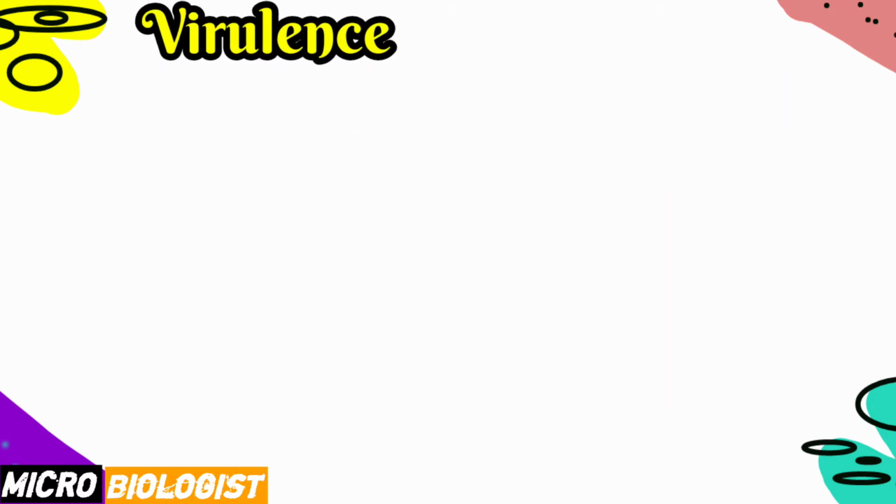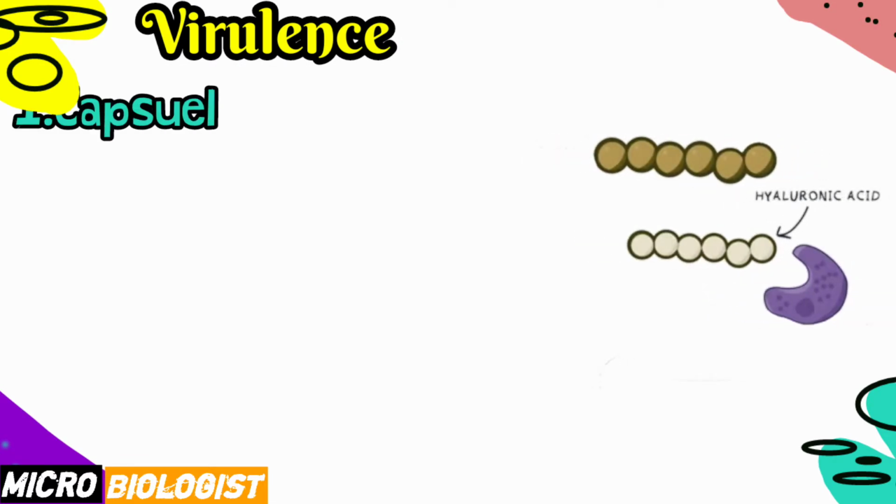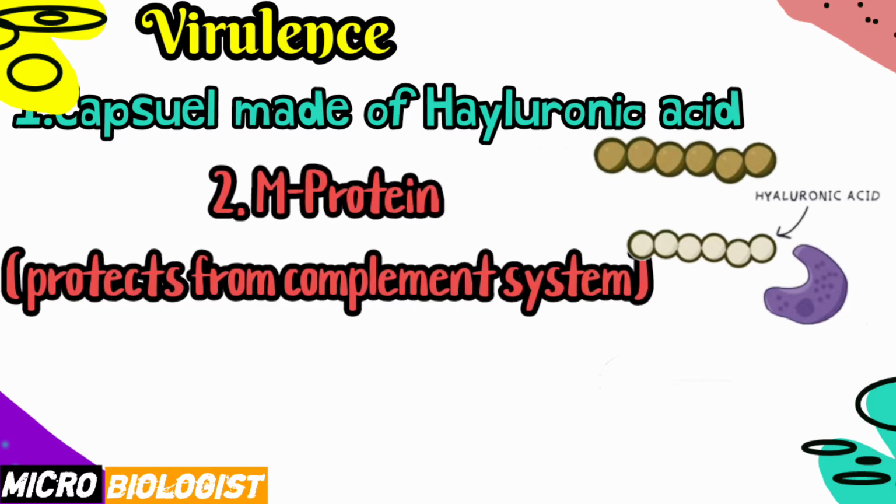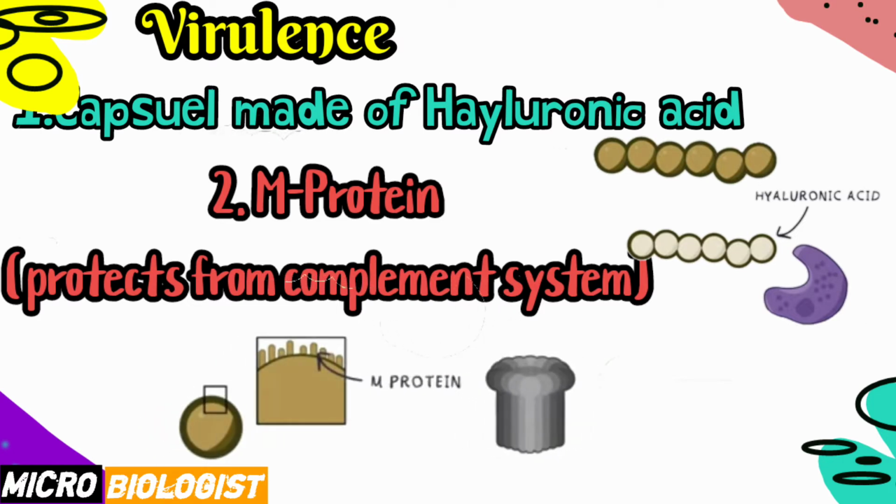Next is the virulence factor. Streptococcus pyogenes has a capsule made of hyaluronic acid, which is made of polysaccharide, and it protects from macrophages. The next factor is the M protein, and it protects Streptococcus pyogenes from the complement system, especially phagocytosis.